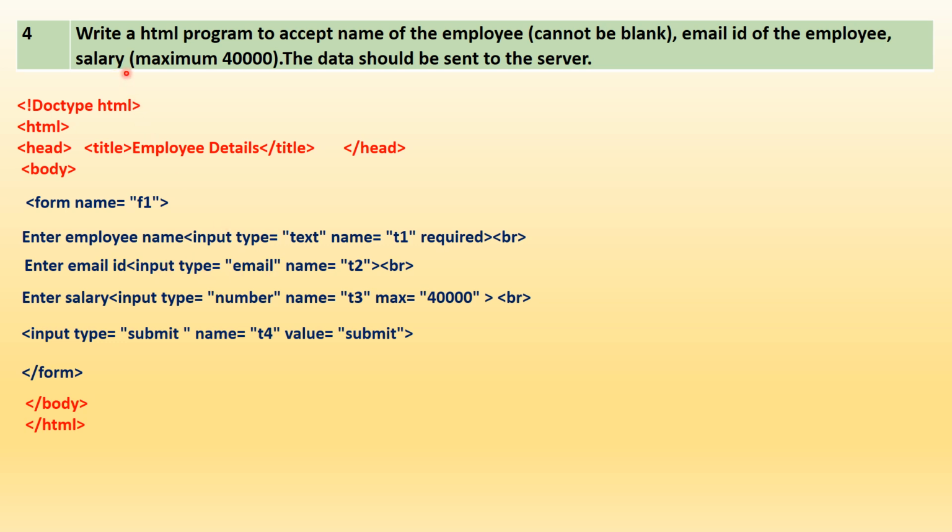And salary, here maximum value is given, which is 40,000. So here you have to mention this max attribute. Otherwise, half mark will be cut for this. Input type equal to number because you're entering number. Max equal to 40,000. Next is data should be sent to the server. They did not give any other caption. So you can write input type equal to submit, value equal to submit.